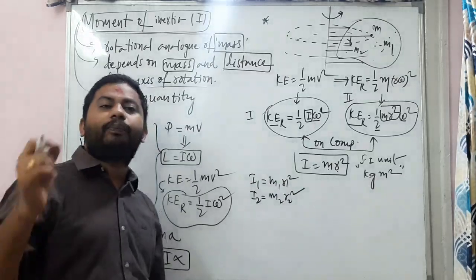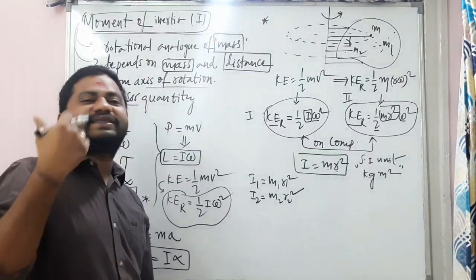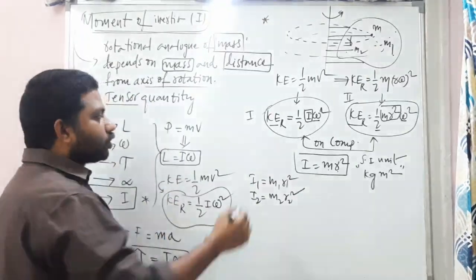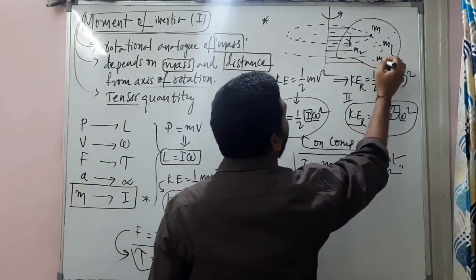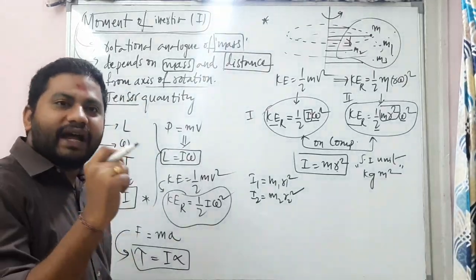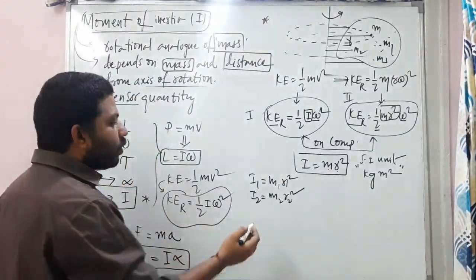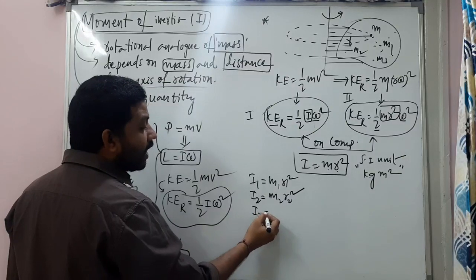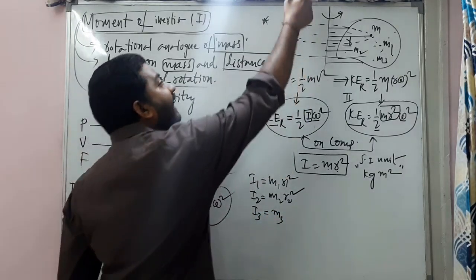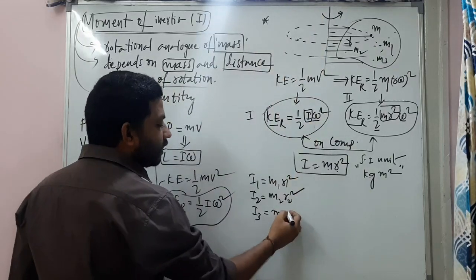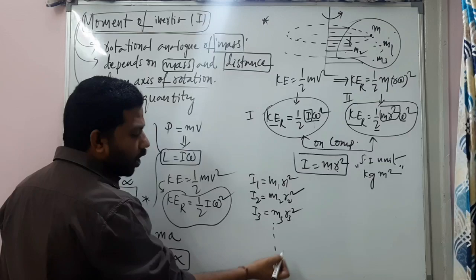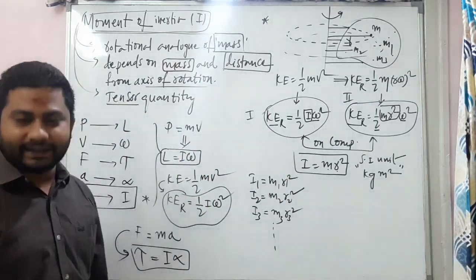We are talking about point masses, not a system, a point mass. So if you take a mass called m3, that is also moving in a circular path, and for that also I can write the moment of inertia of mass m3 about this axis of rotation as m3 r3 square. So on, I can write till n.